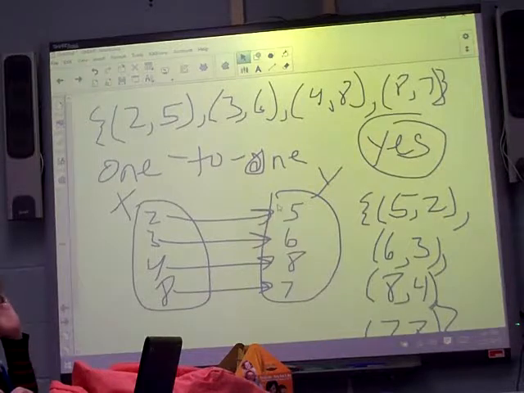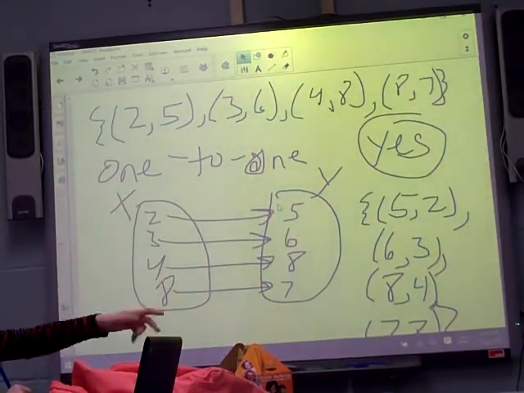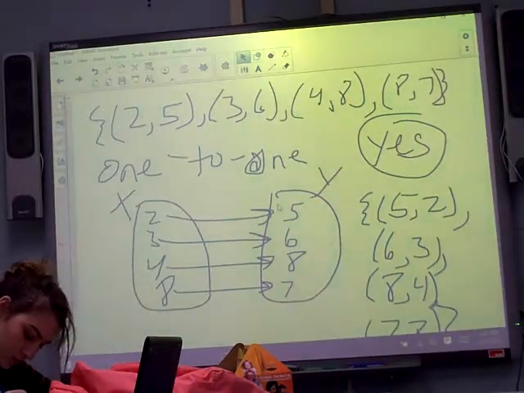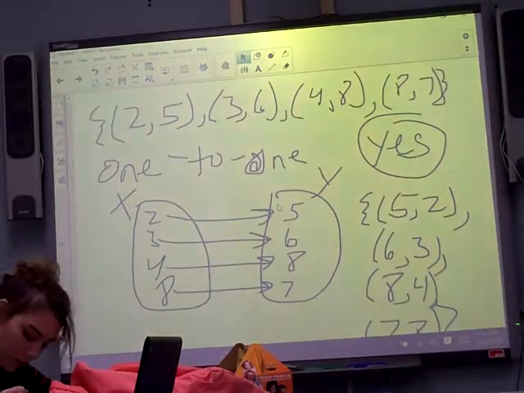Wait, what happened just now? That was the inverse. We just flipped the ordered pair. Why'd you do that? Because the direction said write the inverse. Oh, okay. That's what you do. You just flip the X and the Y.